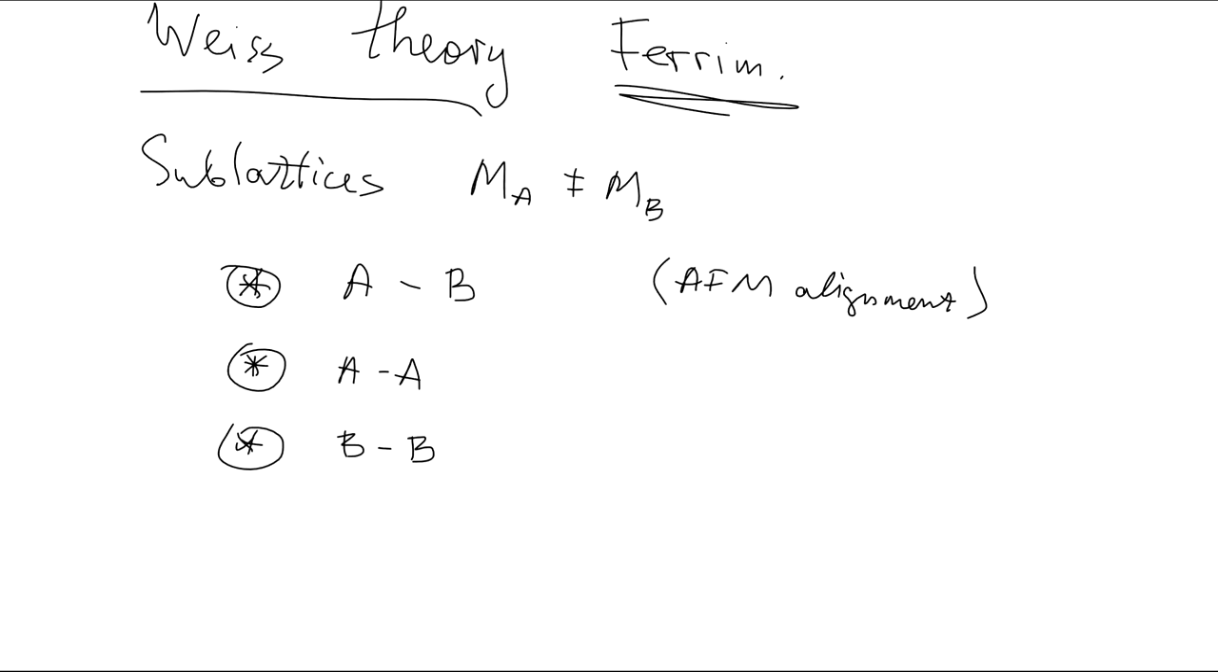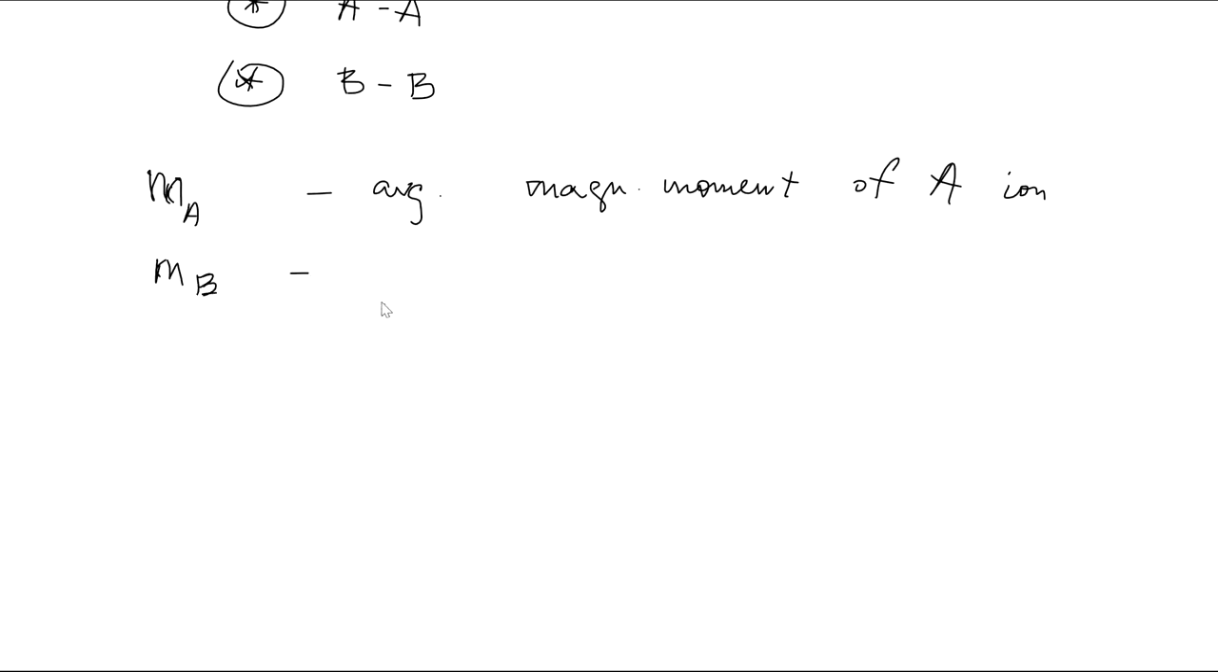Now, if you consider these interactions, let me introduce a couple of things, and it is similar to what we had before. We will use MA, that would be a magnetic moment, I would say average magnetic moment of A ion, ion of sublattice A, and similarly MB, small m, is average value of magnetic moment of ions.